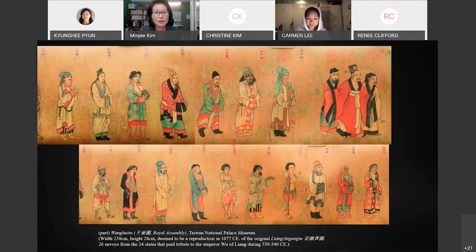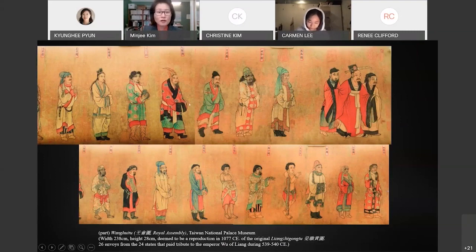And this painting, did anybody see this painting before? This painting is very important in terms of how, at this time, people denoted their identity through dress. So this painting shows 26 envoys, emissaries from 24 states who paid tribute to the emperor of China, who is Emperor Wu of the Liang dynasty, during 539 to 540 CE. So these 3 people are the hosting party in China, and the rest are recorded with their state's name and their whole appearance with dress.